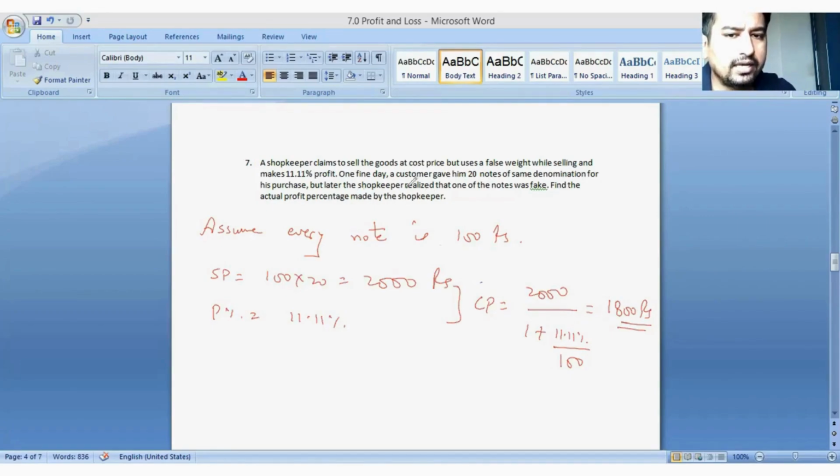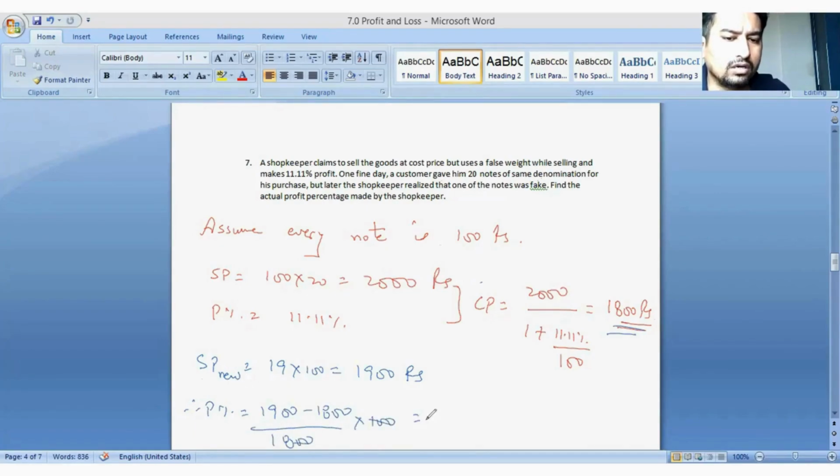Now one day he realized that one of the notes was fake. If one of the notes is fake, what is the selling price he actually got that day, the new selling price? Only 19 notes were good, right? So 19 into 100 means that day he made only 1900 rupees. CP is the same, still 1800. So what is the profit that day? Profit percent is SP minus CP upon CP into 100. That will give you 100 by 18%, which would be roughly 5.55%. So that day the profit was 5.55%.